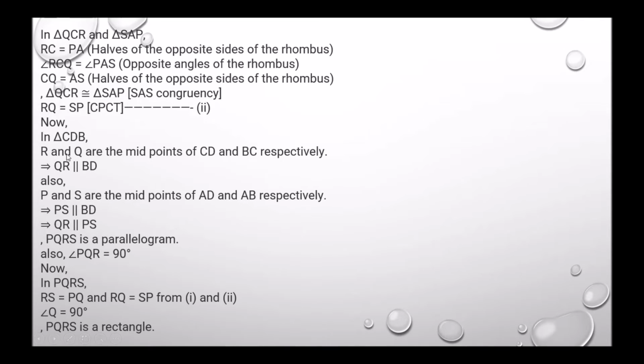Now, in triangle CDB, R and Q are the midpoints of CD and BC respectively. Therefore, QR is parallel to BD. Also, P and S are the midpoints of AB and AD respectively. So, PS is parallel to BD, and QR is parallel to PS. So, PQRS is a parallelogram. Also, angle PQR equals 90 degrees. Now, in triangle PQR, RS equals PQ and RQ equals SP from 1 and 2. Therefore, angle Q is also 90 degrees. So, parallelogram PQRS is a rectangle.